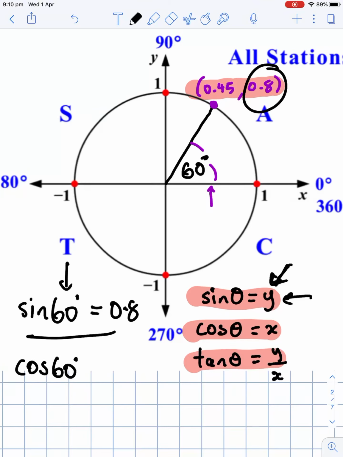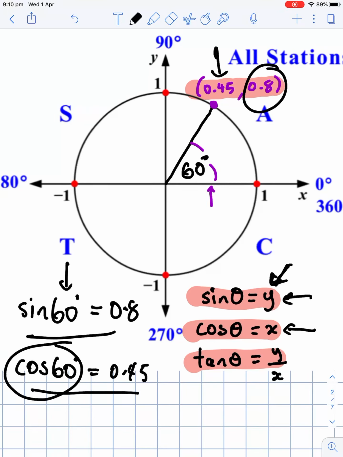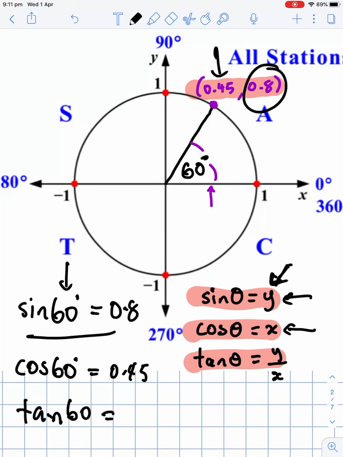They can also do it for cos of 60. Cos of 60 is equal to the x value, and that's equal to this 0.45. So they figured out values for cos of 60 without a calculator. But obviously you need to do your unit circles perfect. You need perfect coordinates. They also could do it for tan. Tan of 60 is equal to y divided by x. So our y was 0.8 and our x is 0.45, and whatever that equals is your answer. So that's the idea behind the unit circle.